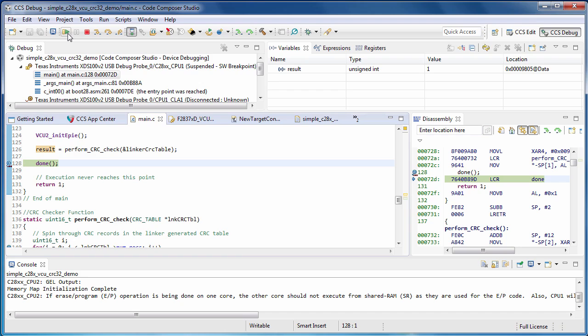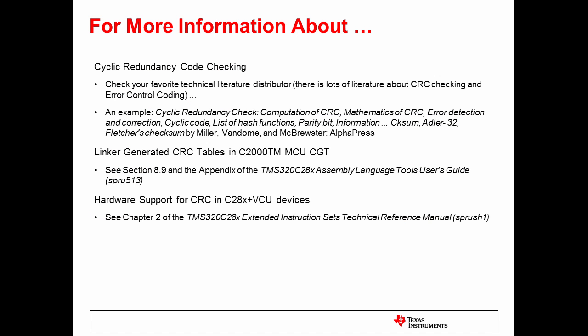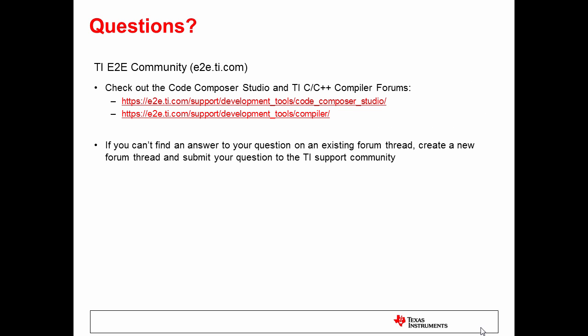So we get a result of true from the CRC checker routine. And we're done with the demo. Here are some additional resources if you'd like more information about CRC checking and using linker-generated CRC tables. If you have questions, I encourage you to check out the CCS and compiler forums.